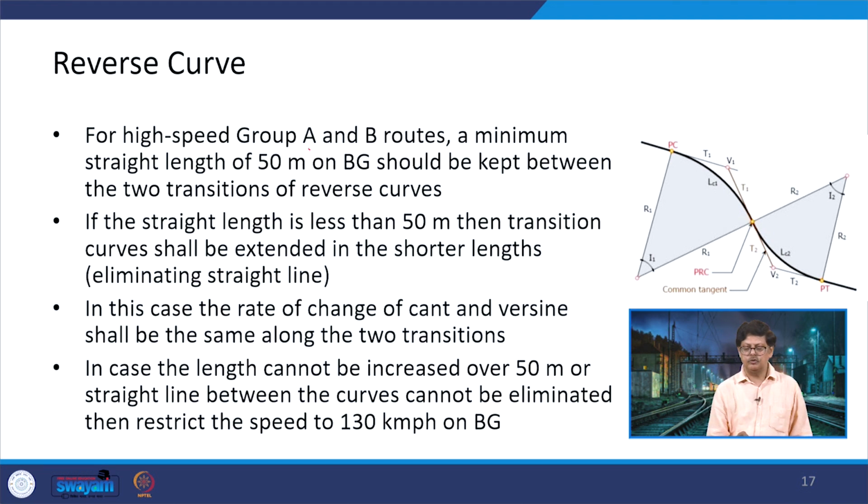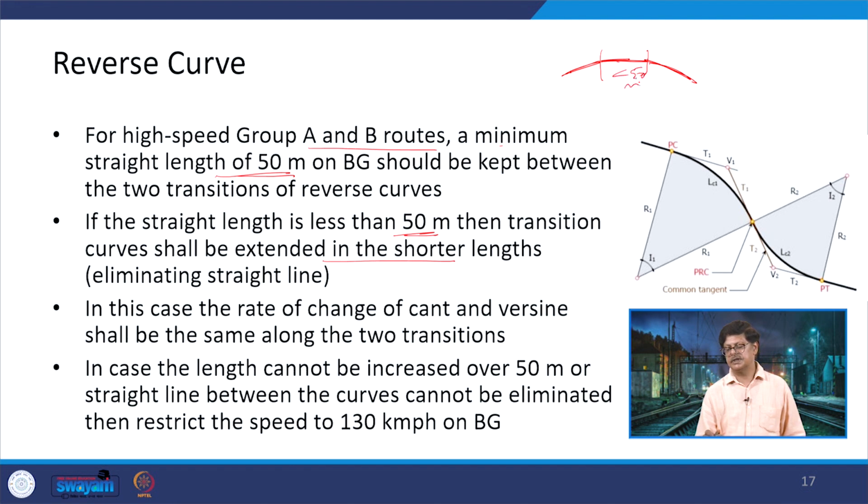Now, for high speed group A B routes, a minimum straight length of 50 meters should be provided on the broad gauge between the two reverse curves. If the straight length is less than 50 meters, then the transition curve shall be extended in the shorter lengths, means that if that straight section is having a length less than 50 meters, then it is better to increase the length of the transition curves and meet them here.